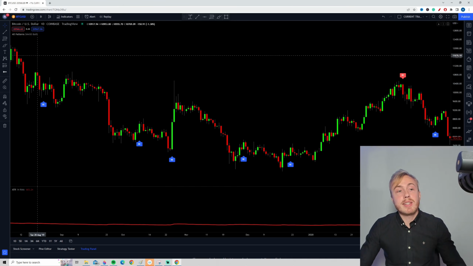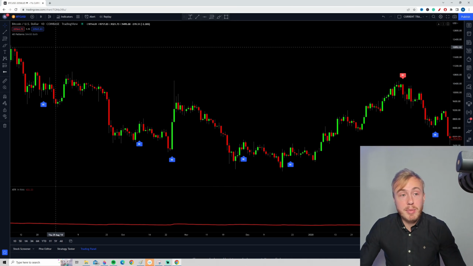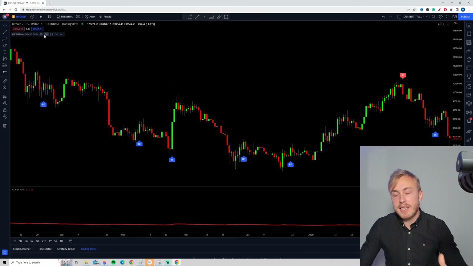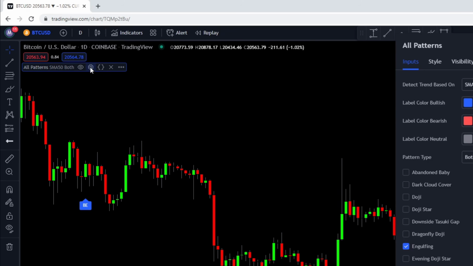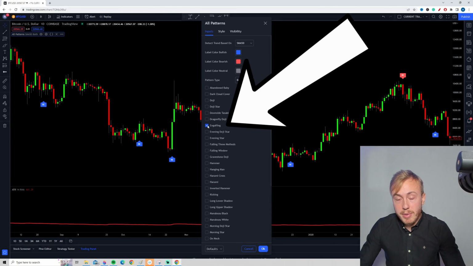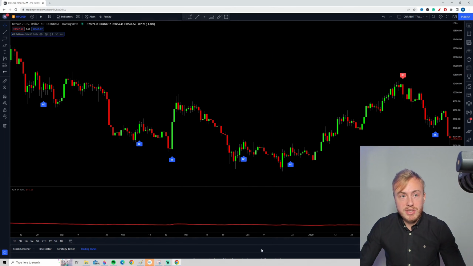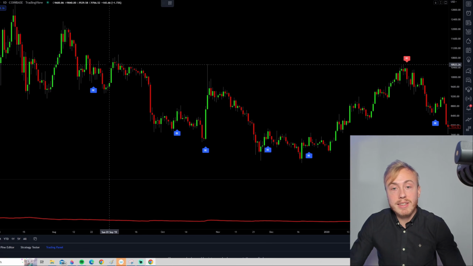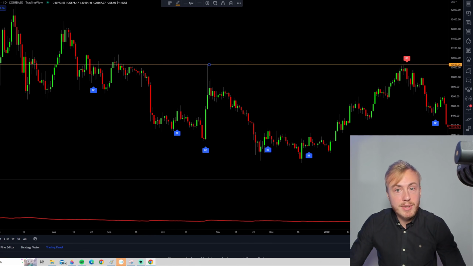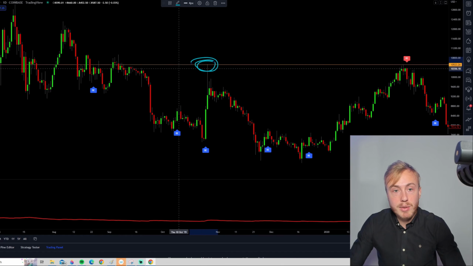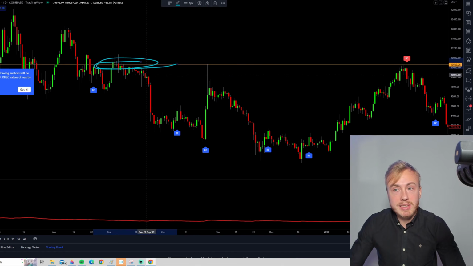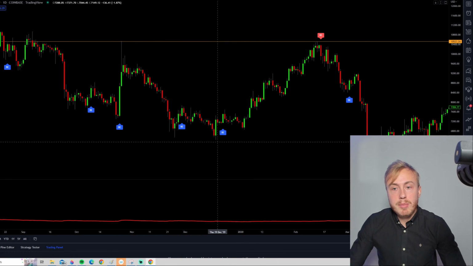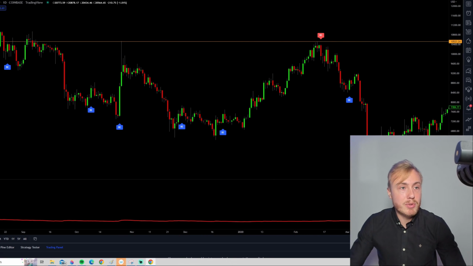So let's take a quick example of how you can use the all candlestick patterns indicator. First of all, let's say that we're only looking for engulfing patterns. Then you go to the settings tab right here, and you make sure that the engulfing pattern is checked. You press OK. But let's say we have identified a resistance level right here. You can see we had a clear reaction one time. We had some resistance right here as well. The price went down, but now the price is once again pushing up towards that level.